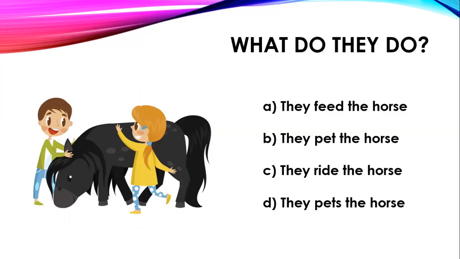The correct one is letter B. Why? Because we don't need to add the S of the verb, okay? Because this is not a third person singular. They pet the horse, and that's it, okay? So the person plus the verb as always, and then the horse.